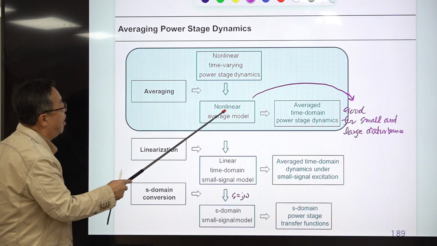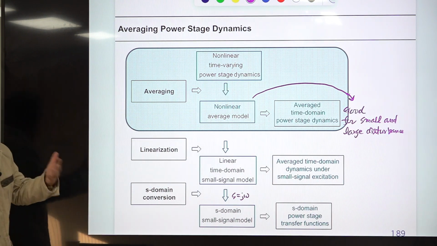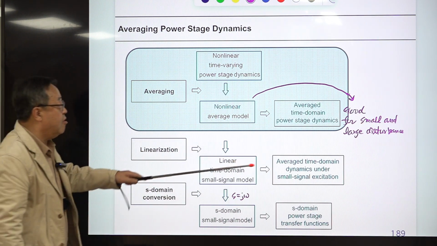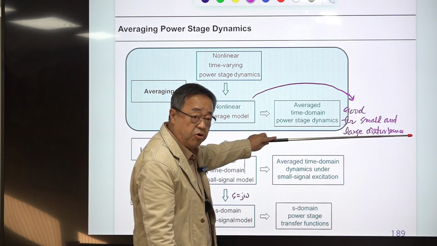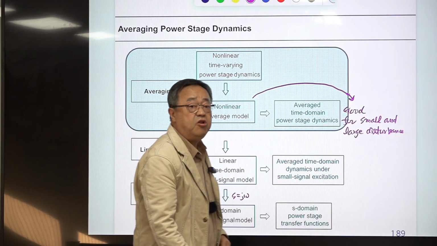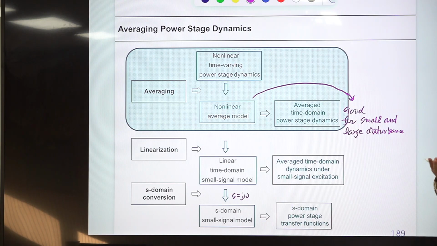Initially, we have this nonlinear time-varying power stage dynamics, and we take the step of averaging, then we'll obtain the nonlinear average model, and this model can be used for time domain simulation with small and large disturbance. In the past, this was very useful because simulating the closed loop converter was a challenging task, because of the limitation of simulators. But now there are so many strong simulators, PSpice, ORCAD, Simplis, and so on. So this is a very easy job now.